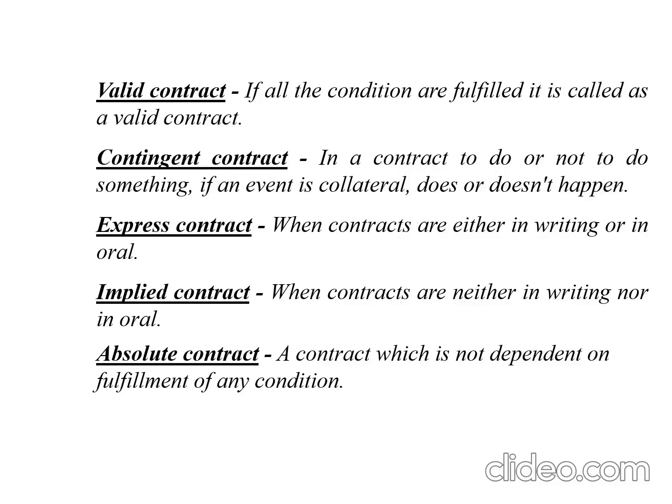Absolute contract: a contract which is not dependent on the fulfillment of any condition is called an absolute contract. Example, when you enter into a contract of sale, you go to any particular shop, you pay the money at the price tag which is mentioned there, and you purchase that commodity. This is an absolute contract.